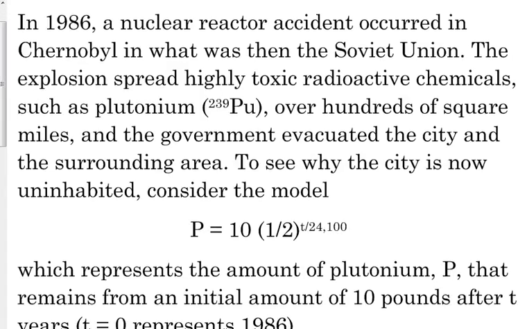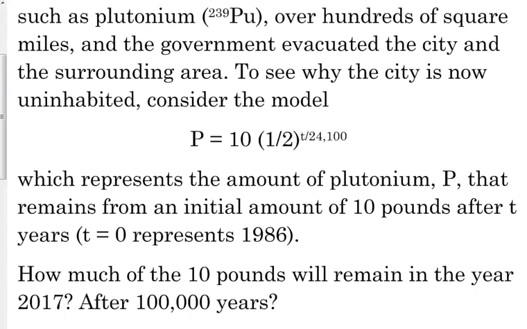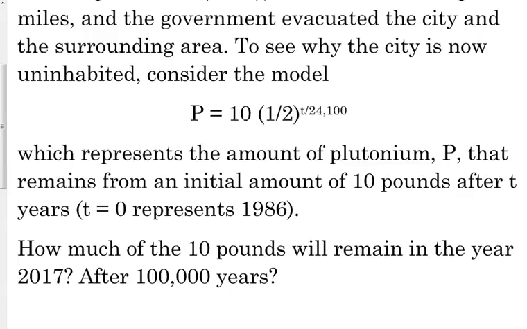This model represents the decay of the plutonium. This is how much plutonium is left after an initial amount of just 10 pounds of plutonium was released, after t years. t equals zero represents 1986. You've got to be careful with these application problems when they throw little tidbits in there like that, because if they're asking you about 1986, you don't plug 1986 into t. You've got to realize that t equals 0 is 1986.